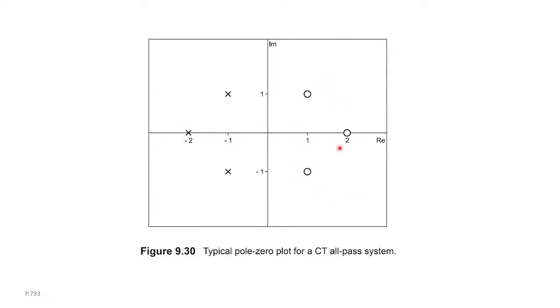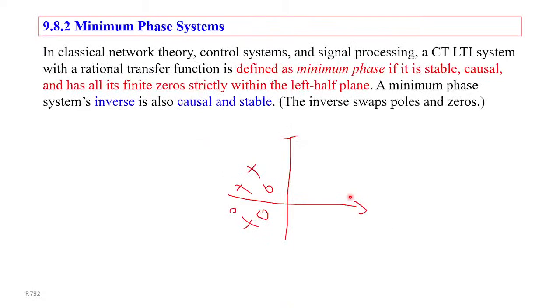You have some poles and some zeros, but if we want it to be causal and stable, then we want the poles on the left-hand side and the zeros on the right-hand side. Any questions about this pole-zero plot for the allpass system? If not, then let's look at the other thing.